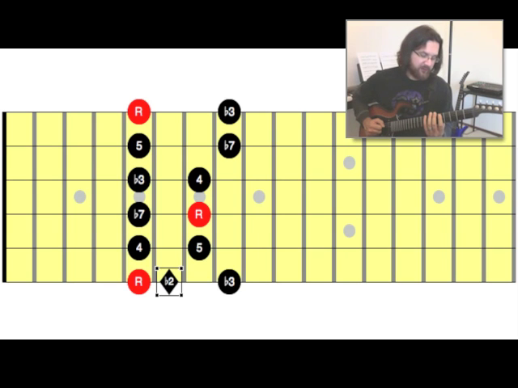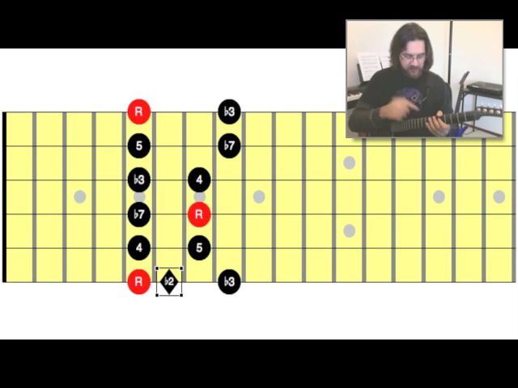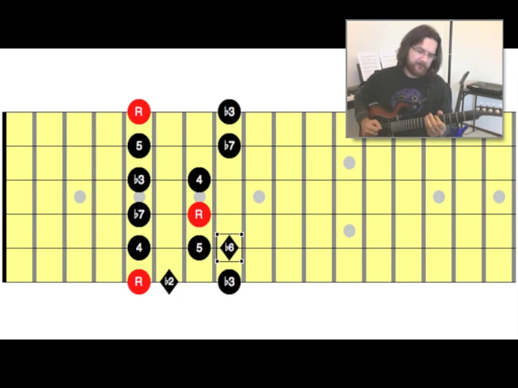5th string, 5th fret for the 4th. 5th string, 7th fret for the perfect 5th. The minor 6th this time is going to come on the 5th string, 8th fret. And the minor 7th, 4th string, 5th fret. Here's the Phrygian scale, A Phrygian over 1 octave.